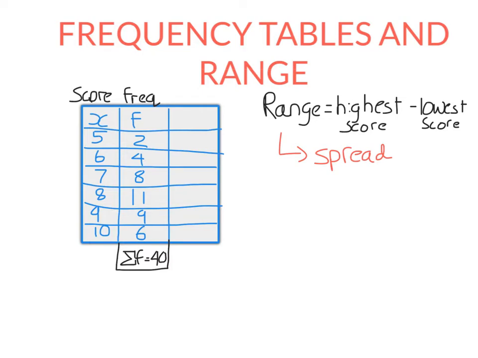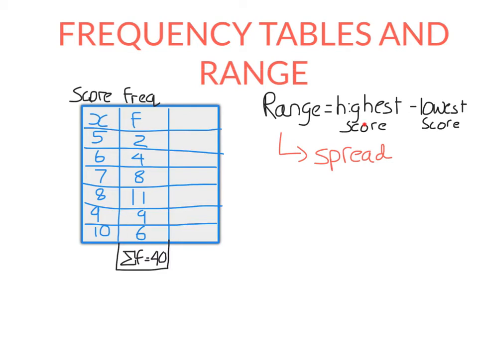So let's say we had a test. If you had a really low range, that means everyone in the class scored about the same. If you had a high range, it's talking about there was a big difference between the top and the bottom score. So back to our frequency table here.